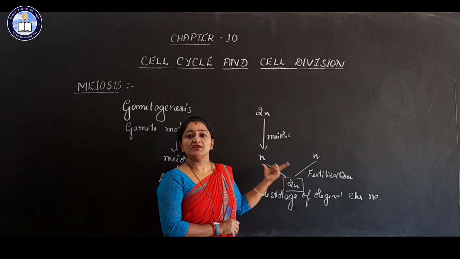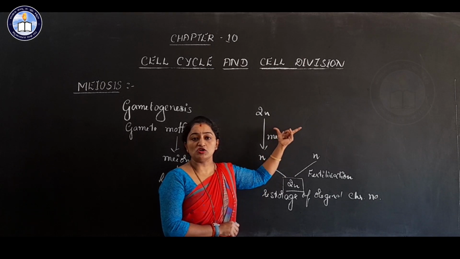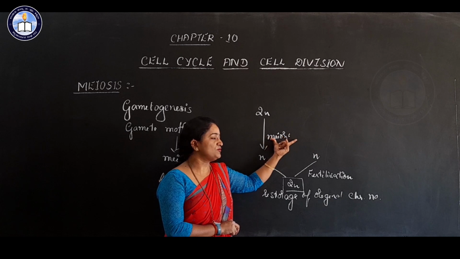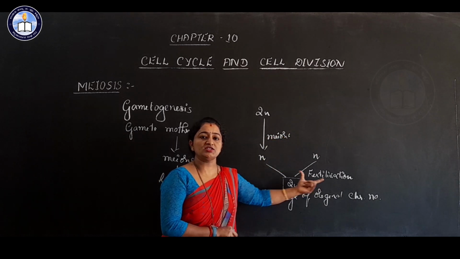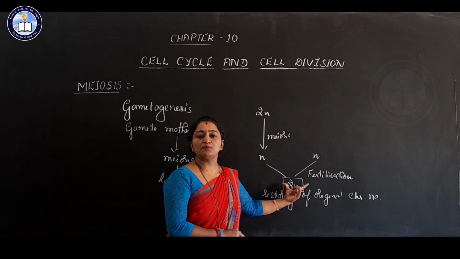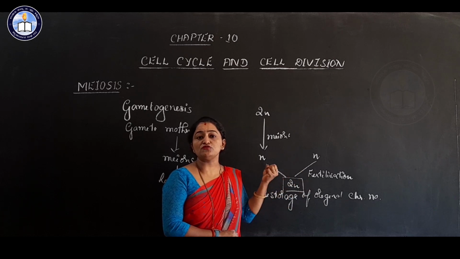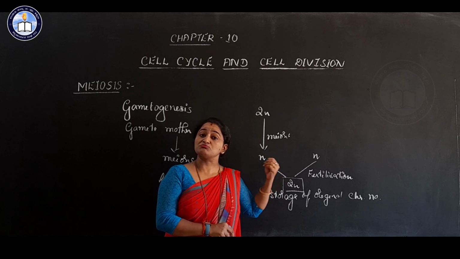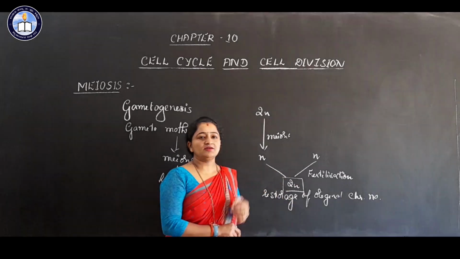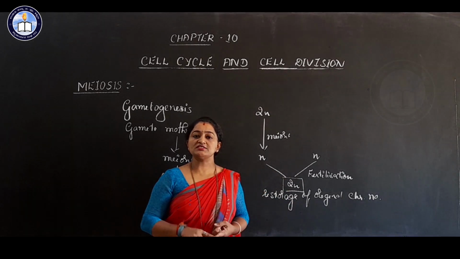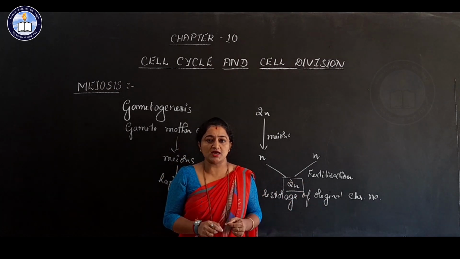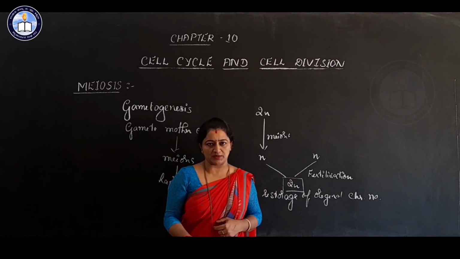The haploid phase results because of meiosis. Fertilization results in a diploid condition, restoration of the original chromosome number. That original chromosome number is maintained in fertilization. Meiosis ಅಲ್ಲಿ haploid ಆಗುತ್ತೆ, fertilization ಅಲ್ಲಿ haploid gamete ಗಳು ಫ್ಯೂಸ್ ಆಗಿ diploid condition ವಾಪಸ್ ಬರುತ್ತೆ.